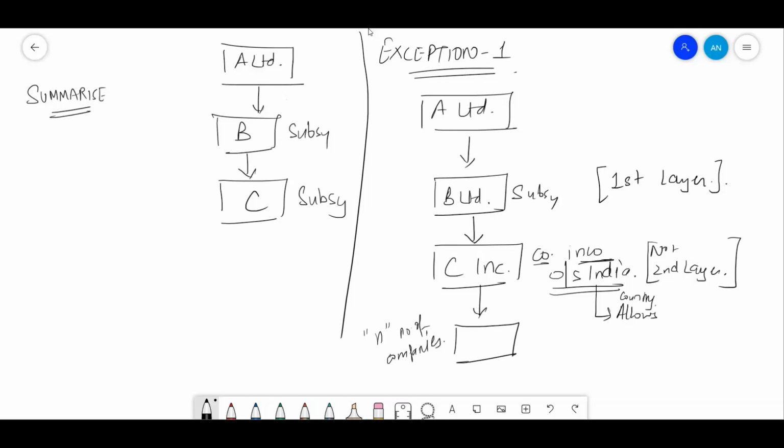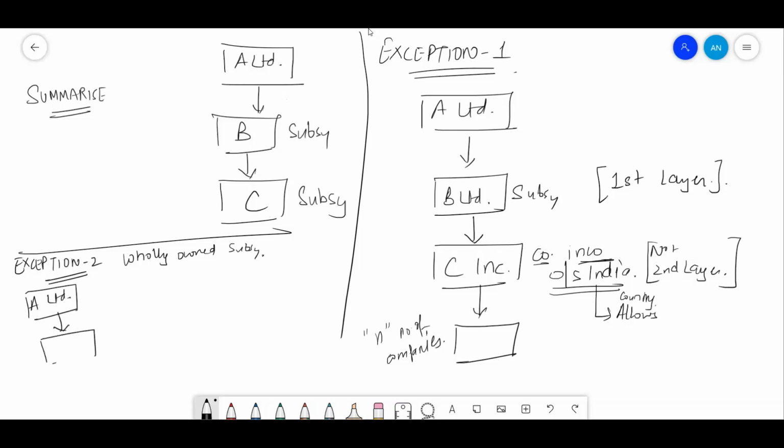And there will be no violation of section number 186 for that matter. All right, now talking about exception number 2, which is about wholly owned subsidiaries. For example, a company is A Limited and its investment in B Limited, which is its 100% investment, that is wholly owned subsidiary. All right, this will not be called as layer.